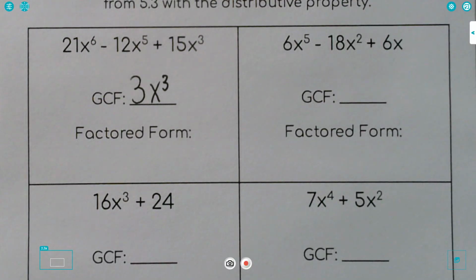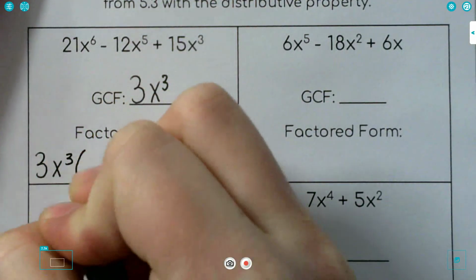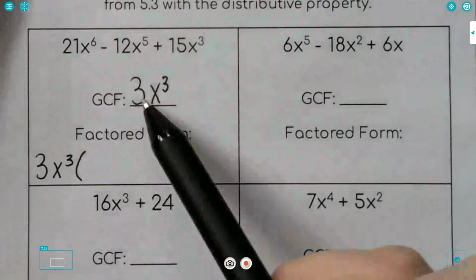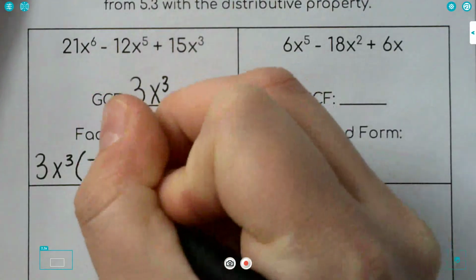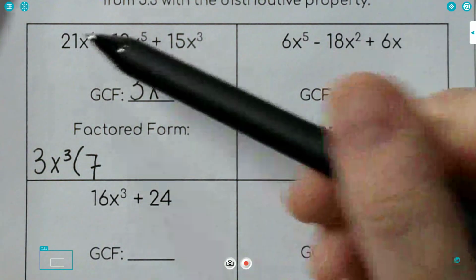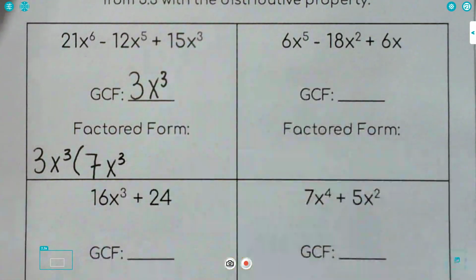Then we are going to put that 3x to the 3rd in front of a set of parentheses because we are undistributing it. So we need to have it set up like it's about to be distributed. So we put it out in front of the parentheses, and then we are going to divide our coefficients and subtract our exponents. So 21 divided by 3 is going to be 7. And then we subtract our exponents. 6 minus 3 is 3. So I've got 7x to the 3rd power.